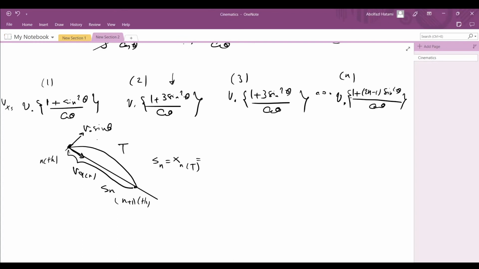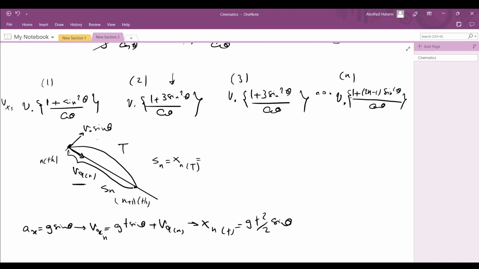What is this? I need to write the equation. What was the a of x? It was g sine theta. So the v of x was g t sine theta plus vxn. Here vxn is this, and so the xn of t is going to be g t square divided by 2 times sine theta plus vxn times t.